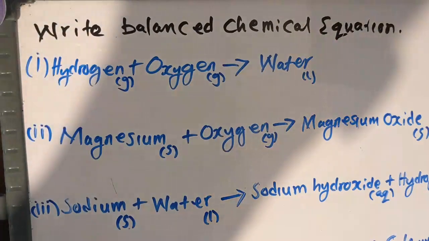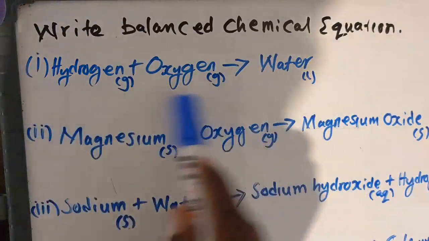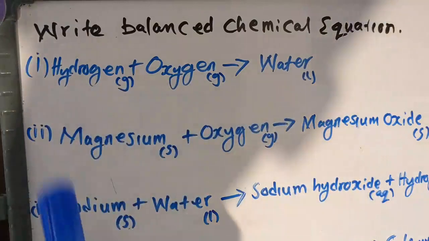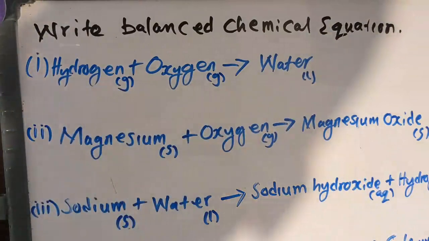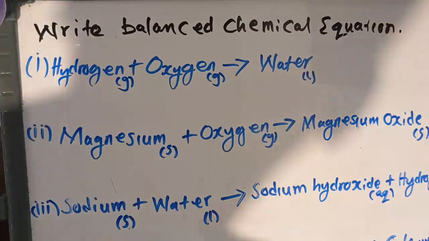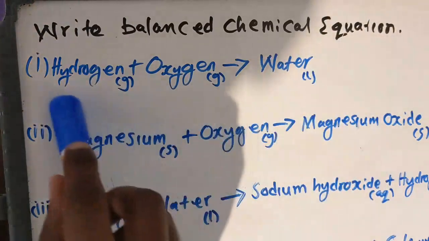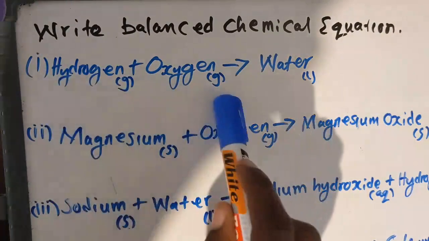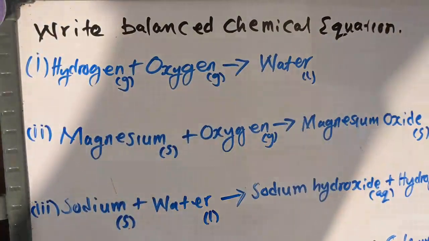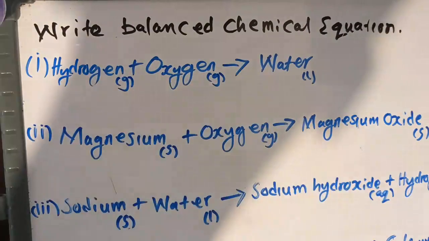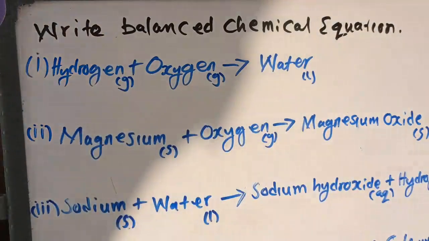So we need to know first what a word equation is. This is an equation which we have been given, and it is a word equation. A word equation is a representation of a reaction in word form. This is a reaction of hydrogen and oxygen to give water. Now it is in words, that is why it is called a word equation. So a word equation will always be in words.